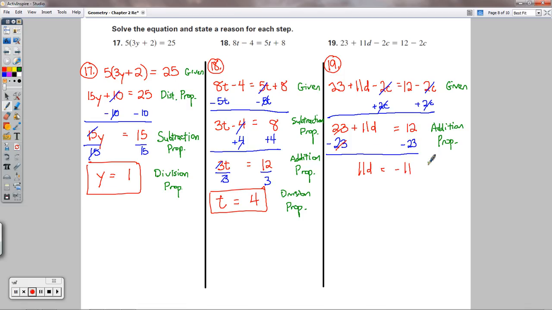So that right there, subtraction, same thing from both sides, subtraction property. And then same final step as the previous two problems, divide both sides by what's in front of the variable, get the variable by itself. In that way you're going to be left with d equals negative 1. And so what was the final step there? That was the division property.